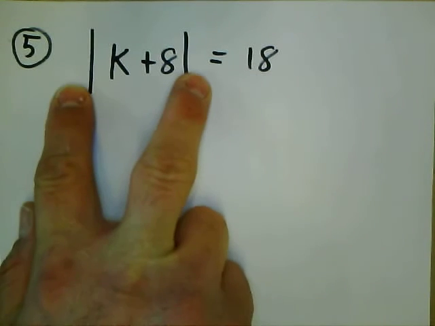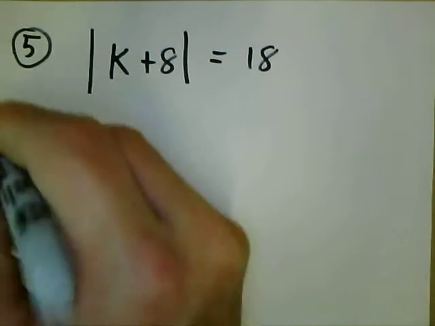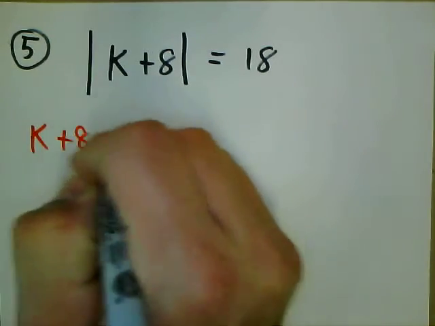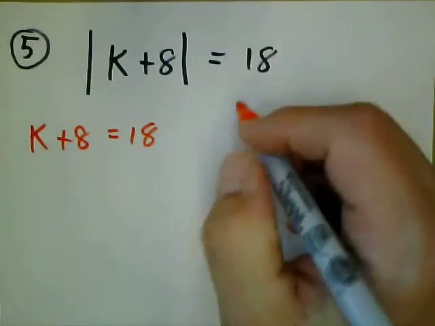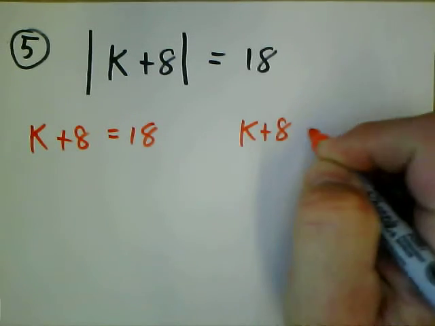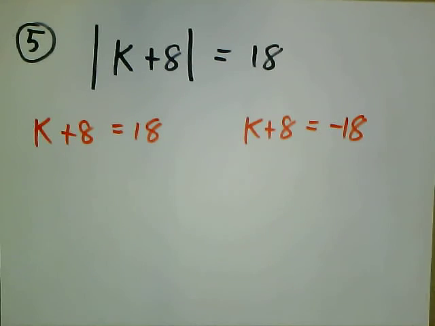All right, nothing on the outside of the absolute value symbol, so we're going to drop them. K plus 8 equals 18. But then since we dropped them, we've got to do the other one of it, which is K plus 8 equals, and then the opposite of 18, which is -18.